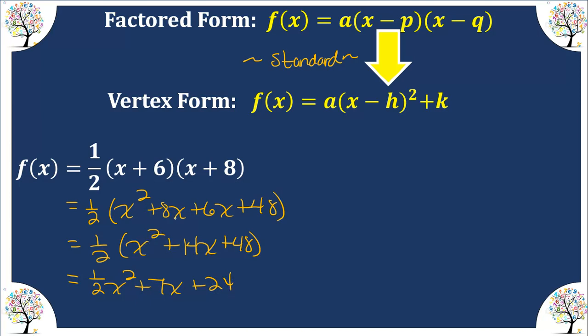Now we are going to find the vertex, negative b over 2a. So we have negative b over 2 times our a value. We have negative 7. 2 times 1/2 is 1, so we get negative 7. Okay, that's going to be the h.